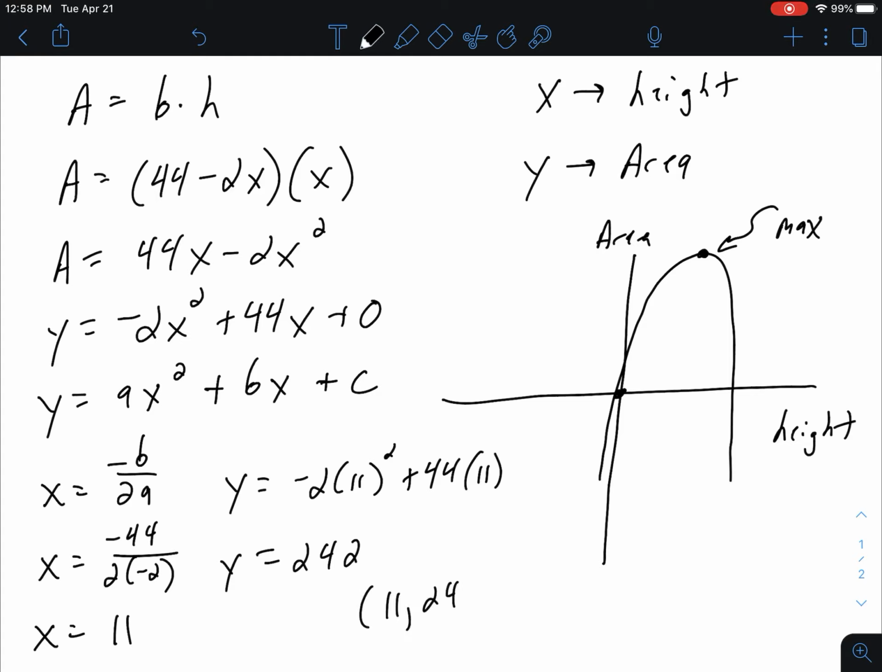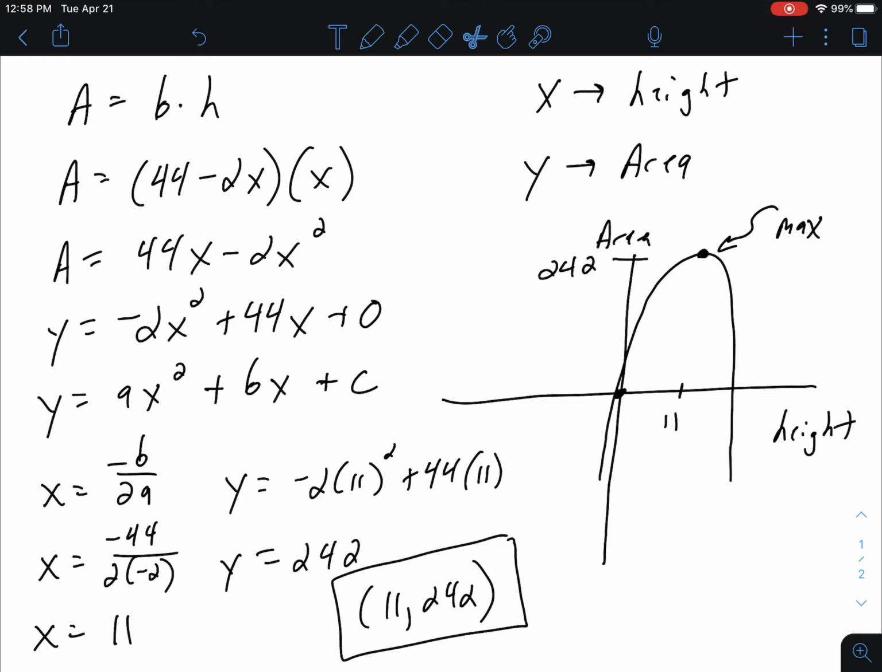So that is, again, how you would find the vertex out of quadratic form. And that means that right here, when your x, in this case the height of your rectangle, is 11, you're getting an area that is 242. And that being the vertex is the maximum area you can get using that 44 feet of railroad tie. So that's kind of it in a nutshell right there.